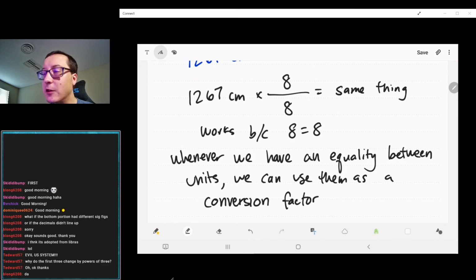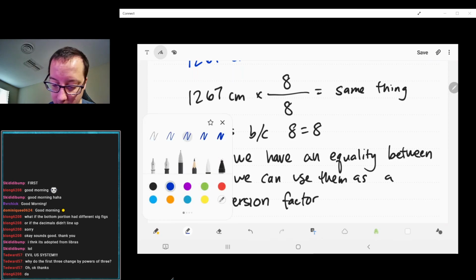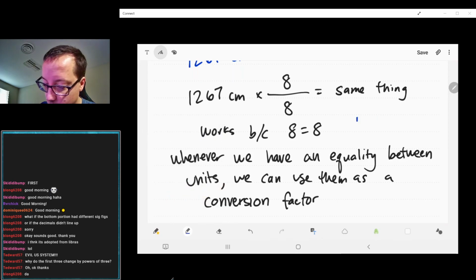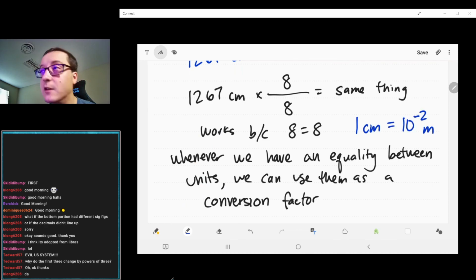So if I tell you that 1 centimeter equals 10 to the negative 2 meters, there it is, we can use this. Just like how 8 is equal to 8, if we multiply something by a centimeter and 10 to the negative 2 meters, it's the same thing as multiplying by 1. We're not changing anything, so we're allowed to do it.